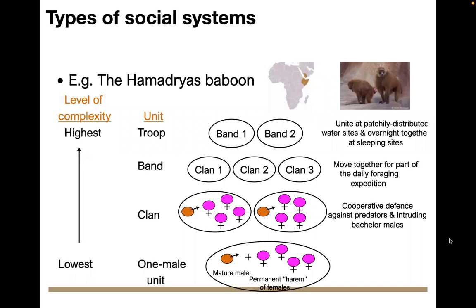Okay, so this is another example of a complicated social system, a multi-tiered society of the Hamadryas baboon. I don't know if I'm pronouncing that correctly. A male will have a group of females that they live with. That's at the lowest level of the diagram here, one male unit, but these small mating groups might combine with other groups to form a clan, and clans might combine to form a band, and bands might combine to form a troop. I think troops are aggregations of hundreds of these baboons. They might move around between resources in this troop situation, but the bands, clans, and units can split off and reform at different times. So it's thought to be this kind of multi-level or tiered system.